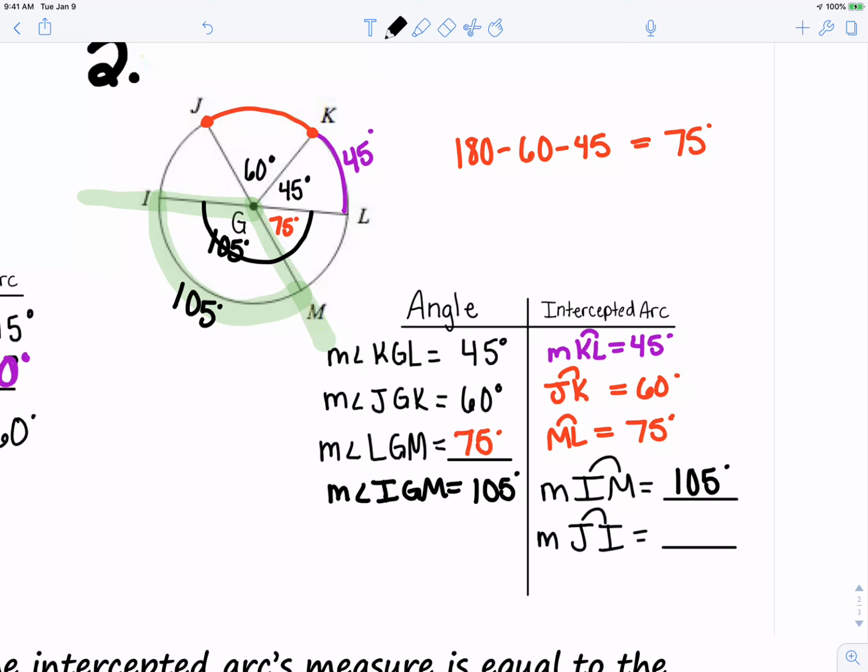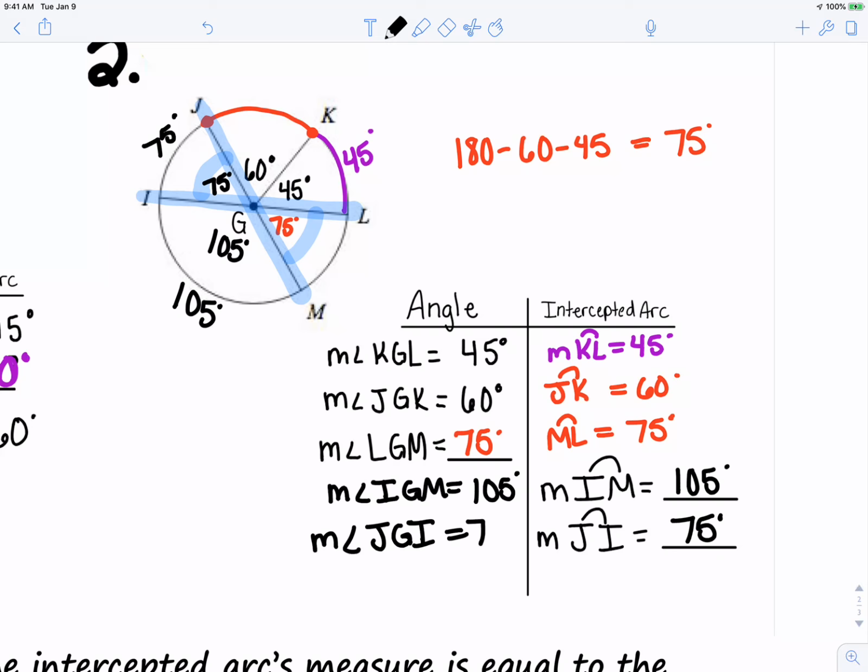Okay, JI is the last one, and there's a couple of ways of thinking about JI. Right away I'm noticing vertical angles. I'm not sure if you are, but these two lines intersect to make this angle, and it's vertical to that 75-degree angle. So we have a 75-degree angle right here, so the arc is also 75 degrees. So the measure of arc JI is 75 degrees, and the angle that makes that arc, JGI, would also be 75 degrees.